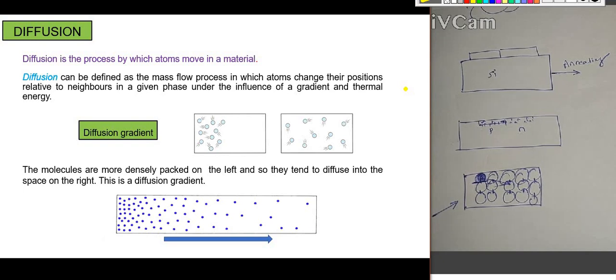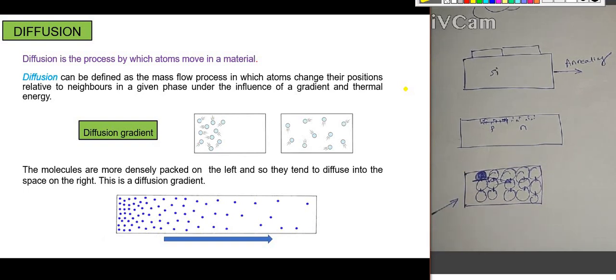So by increasing the temperature, what happened? The energy associated with a particle or atom increased. So they have a tendency to break the bond and to move to another position. Okay, so they may change from their equilibrium position. So the temperature is an important factor for diffusion.